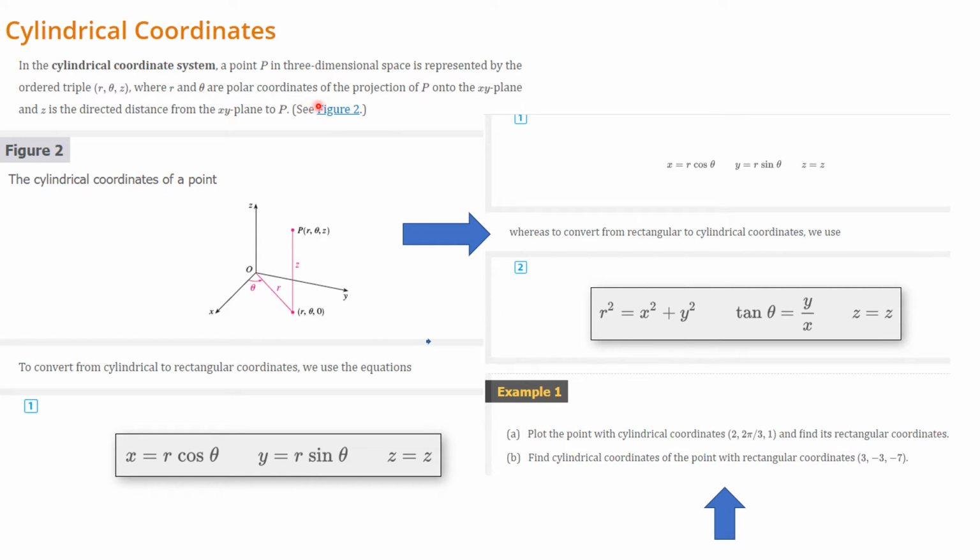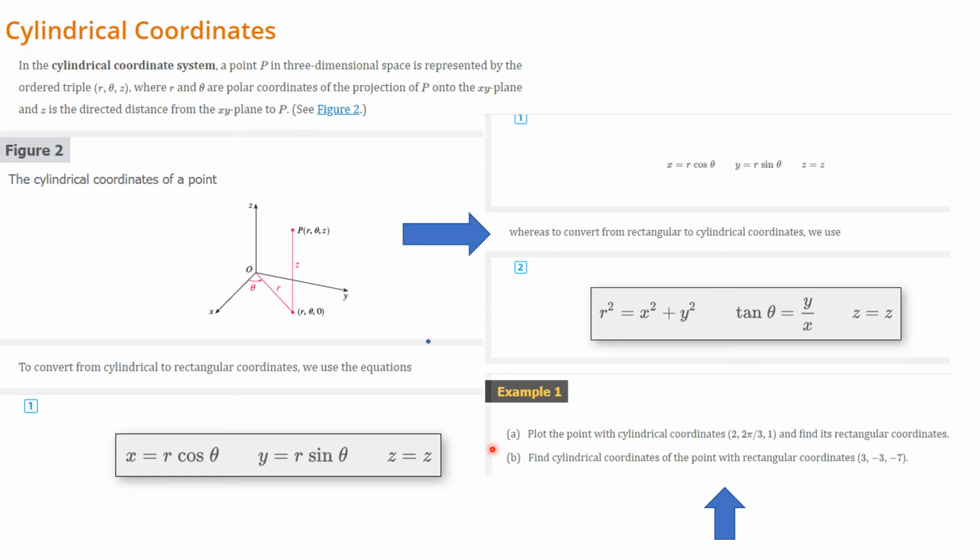So r and theta are the polar coordinates of the projection of P onto the xy plane, and z is the directed distance from the xy plane to P. So z is actually what it always was. To convert from cylindrical to rectangular coordinates, we'll use these equations: x is r cosine theta, y is r sine theta, and z is z. Whereas to convert from rectangular to cylindrical coordinates, we use r squared equals x squared plus y squared, tangent theta equals y over x, and z equals z.